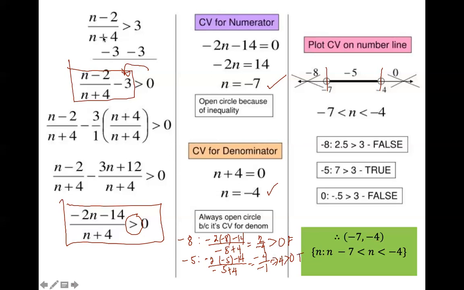Again, you can substitute it to the given inequality or in the simplest inequality. So let's have the last value. So for example, we have 0. So this is (-2 times 0 minus 14) over (0 + 4). So this is negative 14 over positive 4, which is -7/2. So it's not greater than 0. So this is false. So again, the only solution is this region. So the value of n is greater than -7 but less than -4. In interval notation, it's an open parenthesis, -7, -4. In set builder, n such that n is in between -7 and -4.